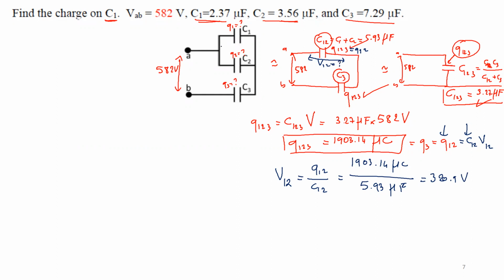So that means I know the voltage across 1 and 2. Of course, V12 will be equal to V1, which will be equal to V2. But I'm concerned with the charge on C1. So I know V1, which is 320.9 volt, and I know that V1 is just Q1 divided by C1. This means Q1 is just C1 multiplied by V1.